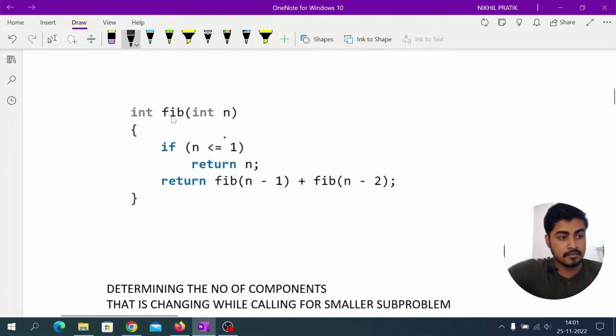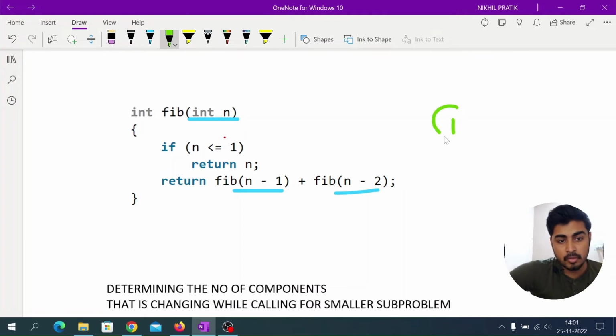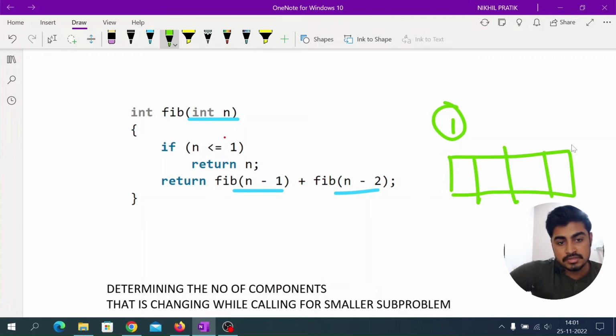In the Fibonacci function we have only one parameter that is getting changed. In one call it changes to n minus 1, and in the other it changes to n minus 2. So the total number of parameters getting changed is only one, right? So we only need a 1D array in order to store these recursive calls' values. We don't need a 2D array.